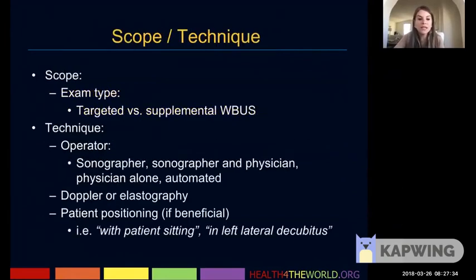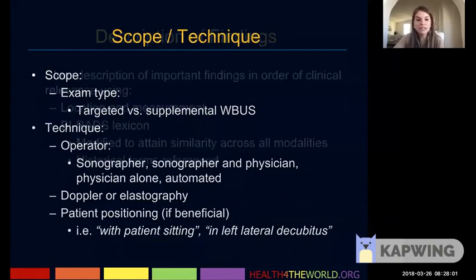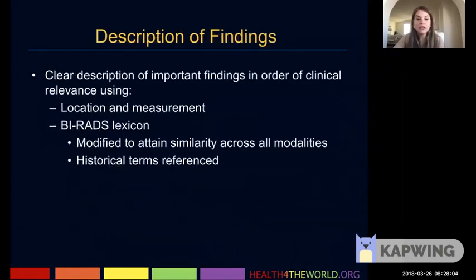When we talk about scope and technique, in your report you should just state whether this was a targeted breast ultrasound, so you're working up a finding of mammography or a site of clinical concern, versus a supplemental whole breast screening ultrasound. You want to talk about who did this. Was it a sonographer and a physician, the physician alone, or if it was automated, if you used Doppler or elastography, and if helpful, to discuss how the patient was positioned. You want to give a clear description of your important findings in order of clinical relevance using locations and measurements, as we just went over, and your BI-RADS lexicon.